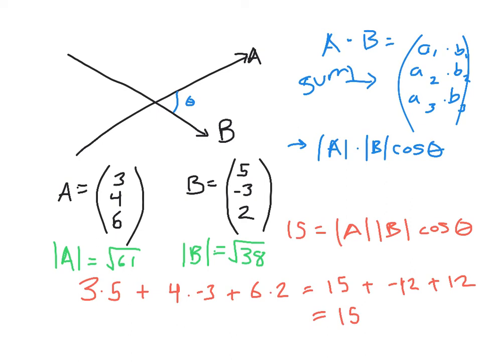So now we finally can set up this last equation here for theta, and it's going to be equal to the inverse cosine of 15 divided by the product of our two magnitudes. So 15 divided by the square root of 61 times the square root of 38. We're definitely going to need a calculator for this, but one moment.